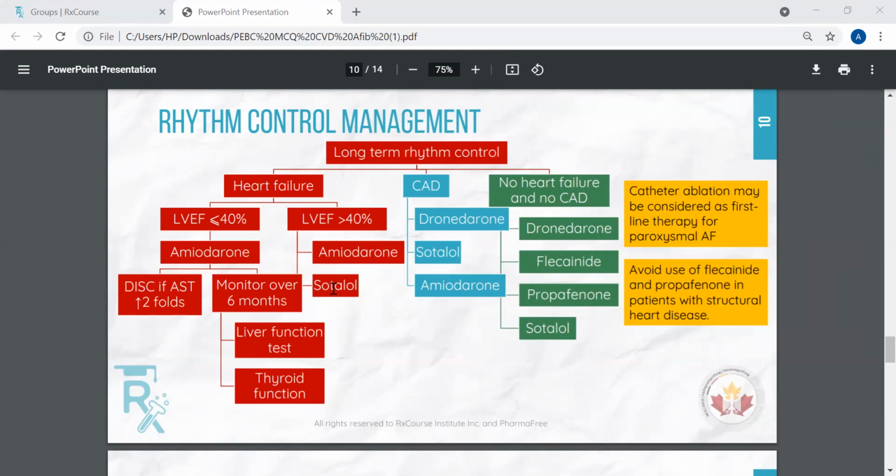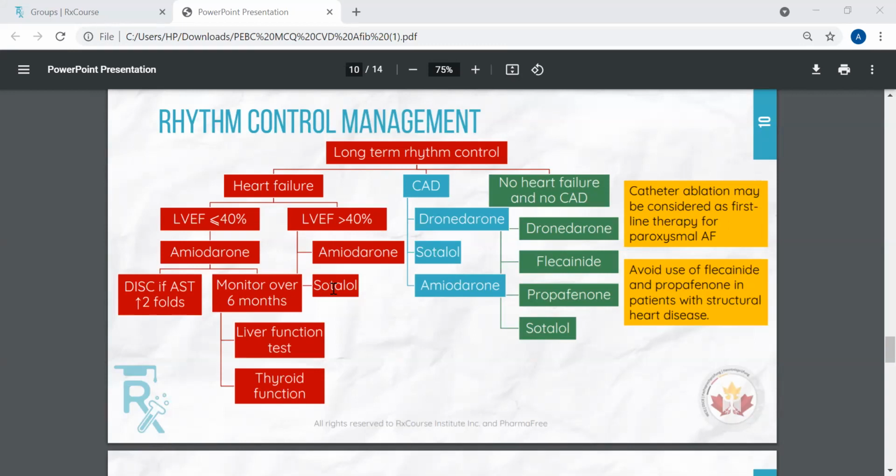Anyway, now if the patient has coronary artery disease, like the patient has angina, has myocardial infarction, or whatever, in that case the choices are more than in heart failure. I can use dronedarone, I can use sotalol, I can use amiodarone. If the patient is normal, no heart failure, no coronary artery disease, just atrial fibrillation, I can use anything.